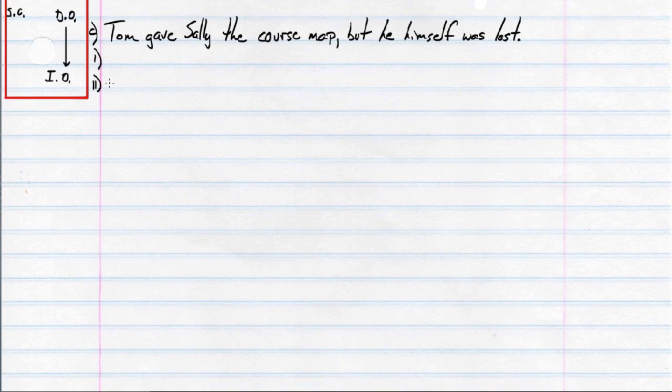Tom gave Sally the course map, but he himself was lost. Now, this is a ninja level sentence. If you can do this one, you are good to go on level 2 already. So let's do level 1. Let's do the easy ones. The is an adjective.